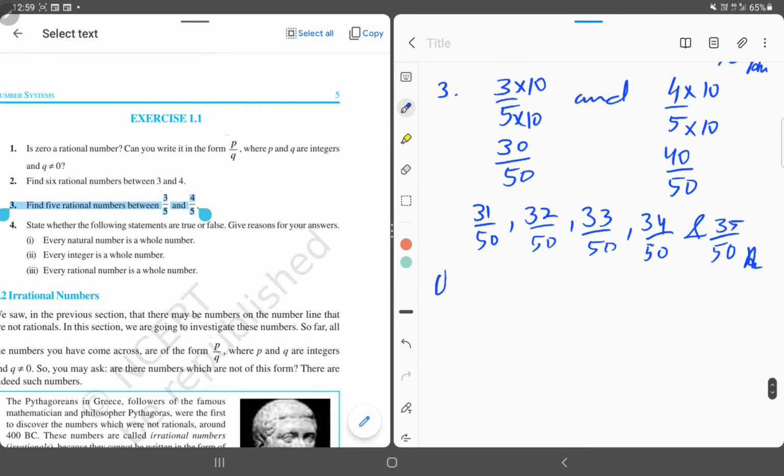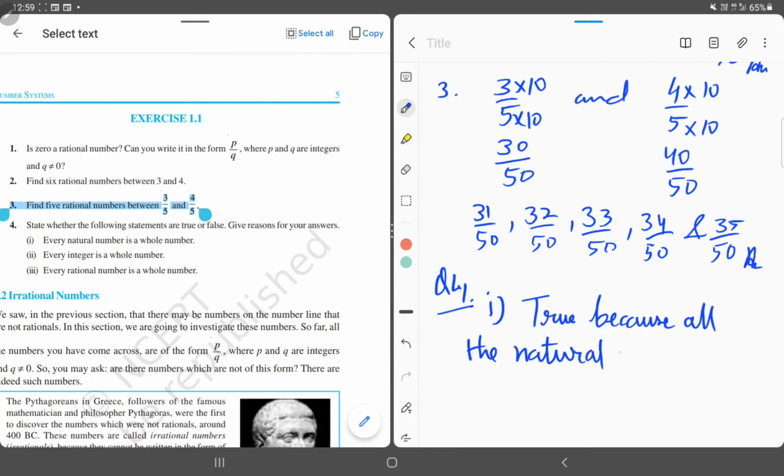Now question 4. State whether the following statements are true or false. Give reasons for your answer. So the first statement is, every natural number is a whole number. It is true because all the natural numbers lie in the group of whole numbers. That is why it is true.